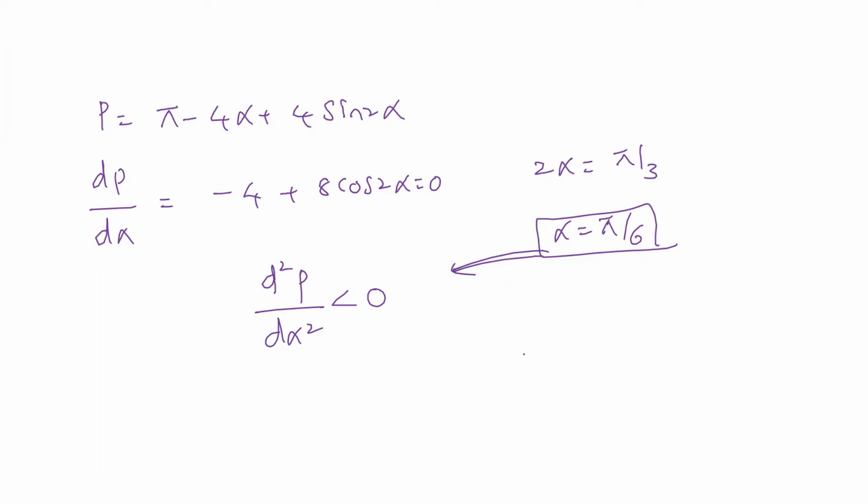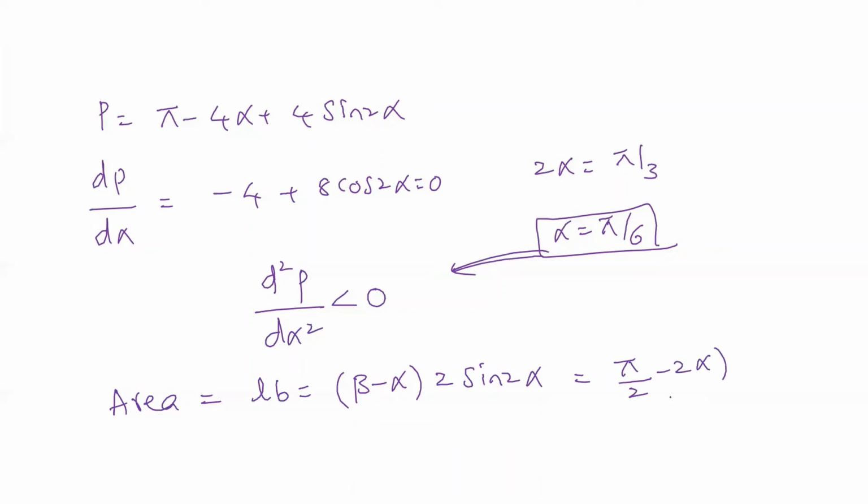So now they are asking to find the area. So what will be the area? So area having a maximum perimeter that we got here. So area can be written as L into B. So that can be simply written as beta minus alpha into 2 sine 2 alpha that we got here. Now we know beta can be written as again pi by 2 minus alpha. So this will be pi by 2 minus 2 alpha, into this one is going to be what? 2 sine 2 alpha. And of course, we know alpha equal to pi by 6. So substitute these values here.